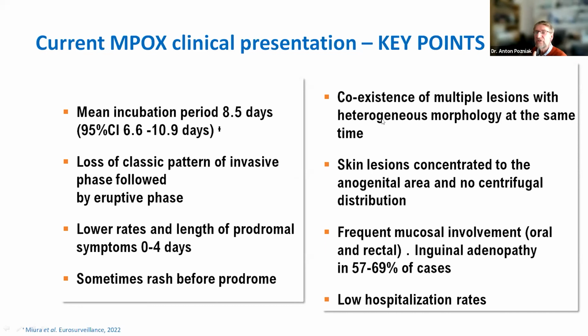The other thing is the lesions used to evolve from one stage, from a blister, and then they'd heal up and then they'd get better. Then all the lesions would do the same thing. But now we're seeing them all at various stages. And of course, we see more lesions in the anal genital area and not so much outside of the anal genital area. And we've also seen a lot more oral and rectal involvement related to where people have had contact with the monkeypox through oral sex or rectal sex, and also a lot of lymphadenopathy, however, low hospitalization rates.